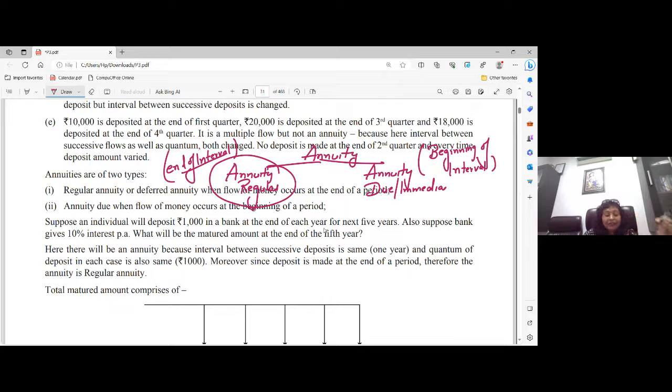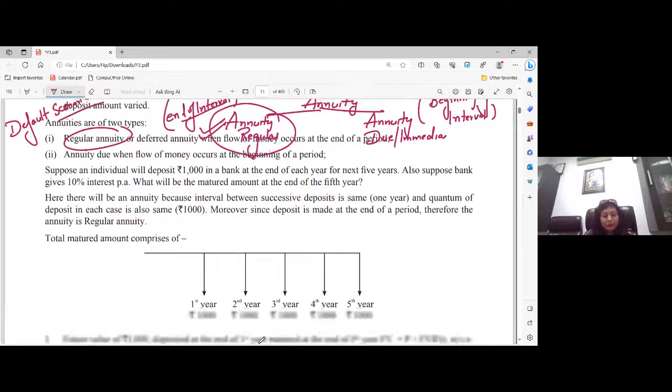The question will specify whether the installment is paid at the end or at the beginning. Now, suppose the question is silent, it is not giving any information about the payment, then you have to assume that this is annuity regular. So in the default scenario, annuity regular will apply. Right?